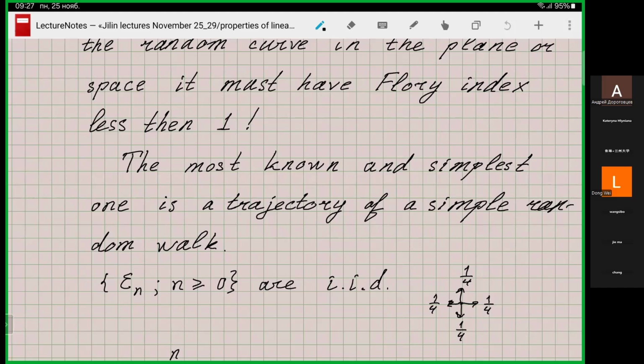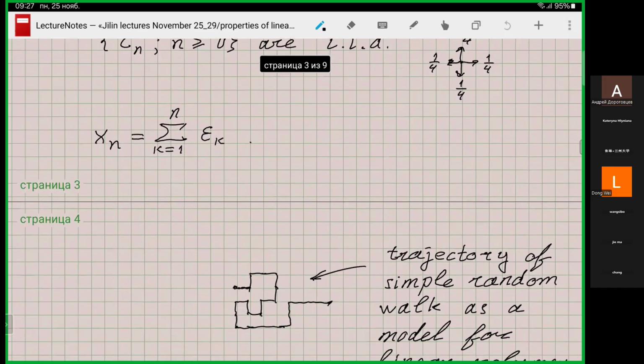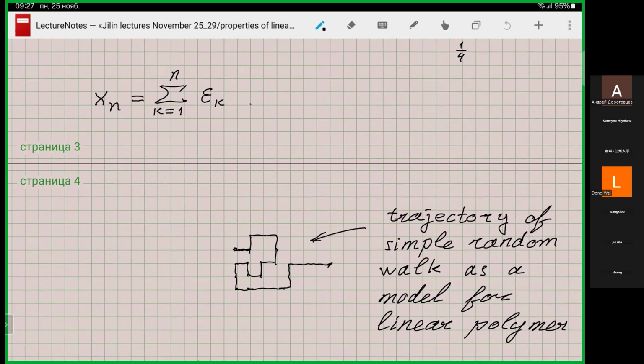So let us consider the planar case and consider i.i.d. random vectors on the plane, which are very simple. We just go parallel to a coordinate axis with equal probabilities in both directions. Now define X_n as the sum from k equals 1 to n of epsilon_k. Then we get the trajectory of our random walk, and one can consider this trajectory as a model for a linear polymer. But what problem do we face under this consideration?